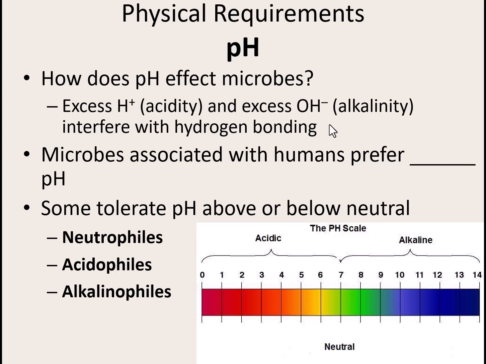But there are some organisms that can still tolerate and survive a pH above or below that neutral. So if an organism likes a neutral pH, we call it a neutrophile. Again, that phil or phile means it likes, so it likes a neutral pH. An acidophile means it likes acid. There are bacteria that can survive and grow in your stomach, a very acidic environment. Doesn't mean they love the acid, but they can tolerate it.